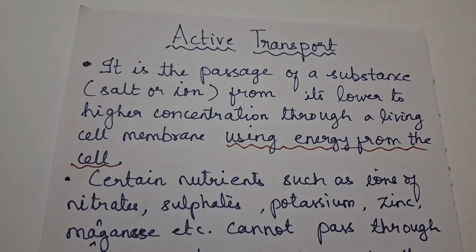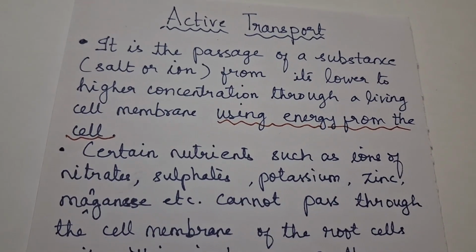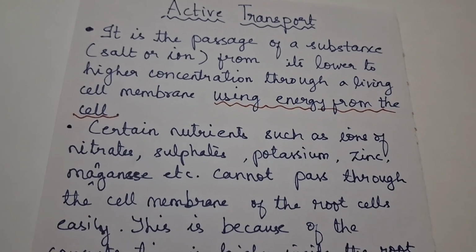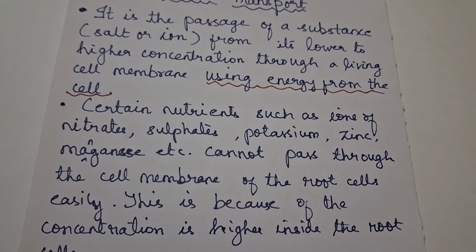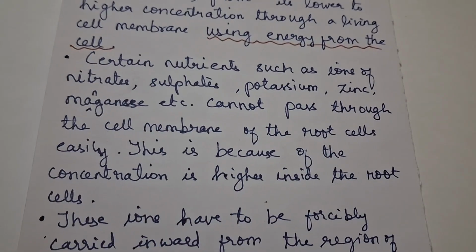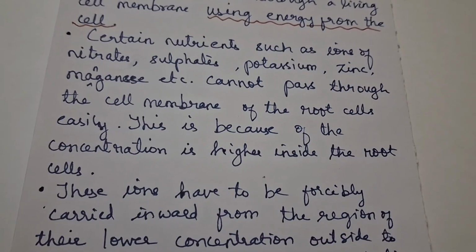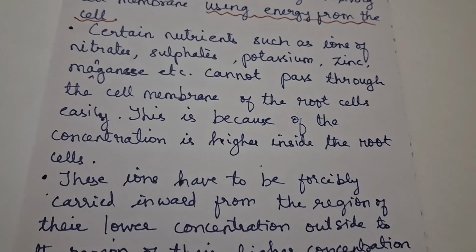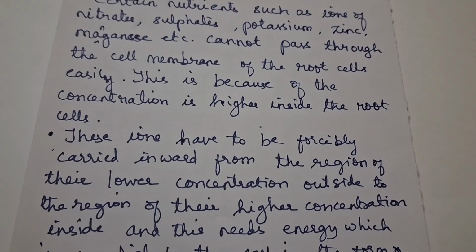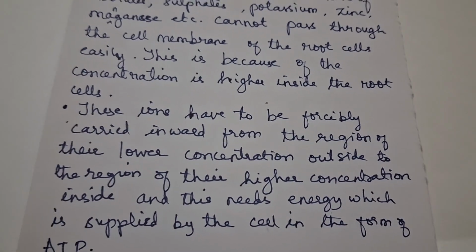Certain nutrients such as ions, nitrates, sulfates, potassium, zinc and manganese etc. cannot pass through the cell membrane of the root cells easily. This is because the concentration is higher inside the root cells. These ions have to be forcibly carried inward from the region of their lower concentration outside to the region of their higher concentration inside, and this needs energy which is supplied by the cell in the form of ATP.